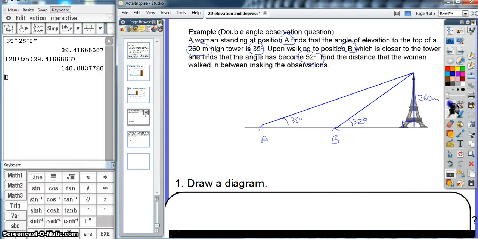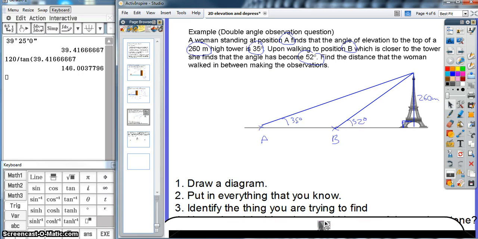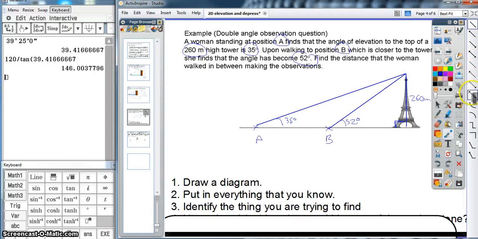The second step is put in everything that you know. We've done that. The third, identify the thing that we're trying to find. So find the distance the woman has walked in between making the observations. What we're being asked to find is this distance here between A and B. So we want that length there.